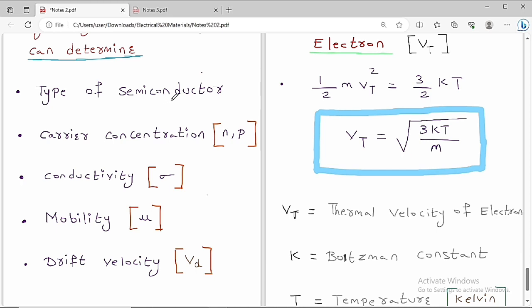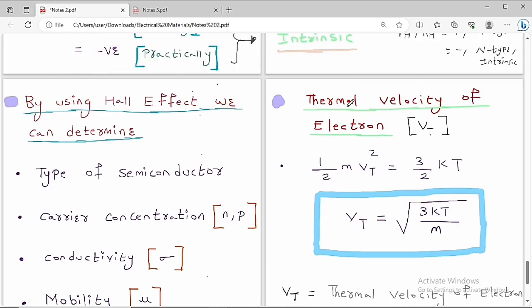The next concept is the thermal velocity of the electron. What is the expression for the thermal velocity of the electron, which is Vt? Basically, for a given electron, if you give it energy, it is going to have some velocity. The kinetic energy of the electron is half mv square, where v is Vt. This is equal to 3 by 2 into kT, which is the thermal energy formula. So this is the kinetic energy formula and this is the thermal energy formula.